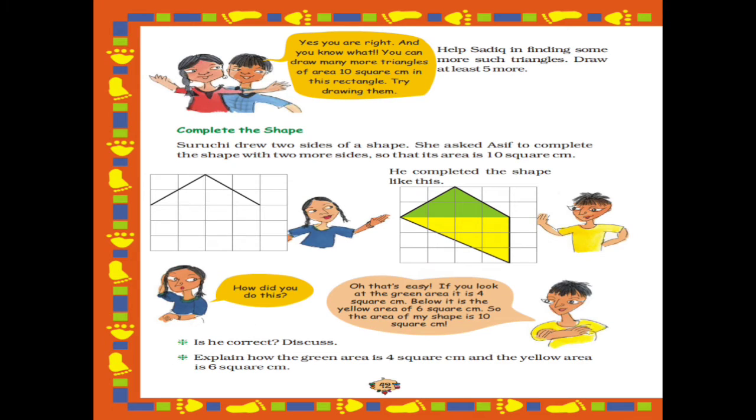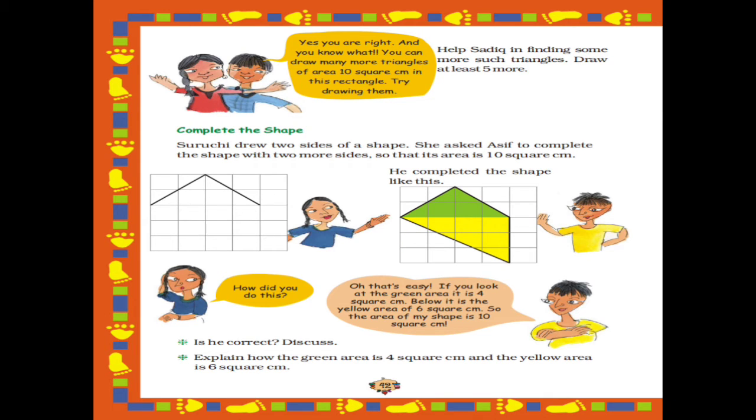Now let's check for the yellow area. Let's count the complete squares. 1, 2, 3. So total 3 complete squares are there. Now let's count the more than half filled squares. So 1 and 2. 2 are more than half filled squares. Now let's count the half filled squares. There is 1 and 2. So 2 half filled squares are there.